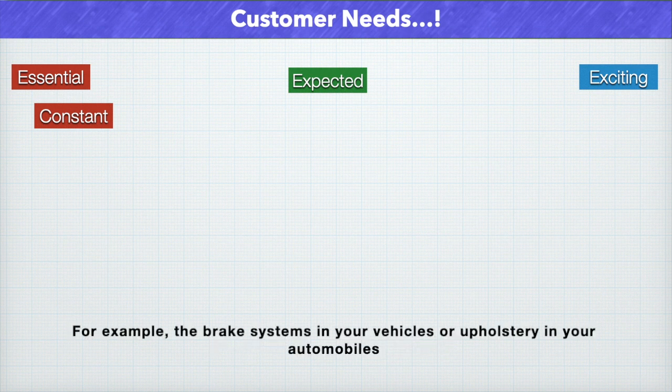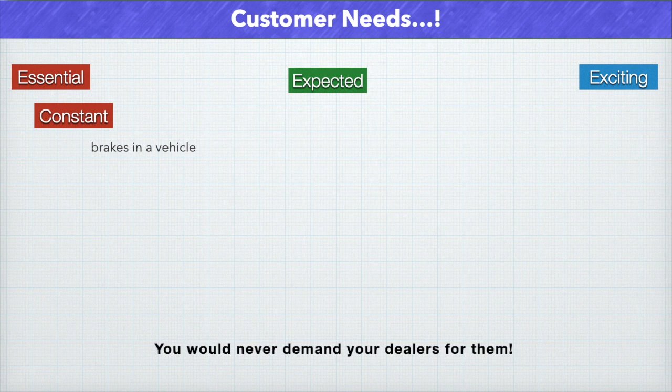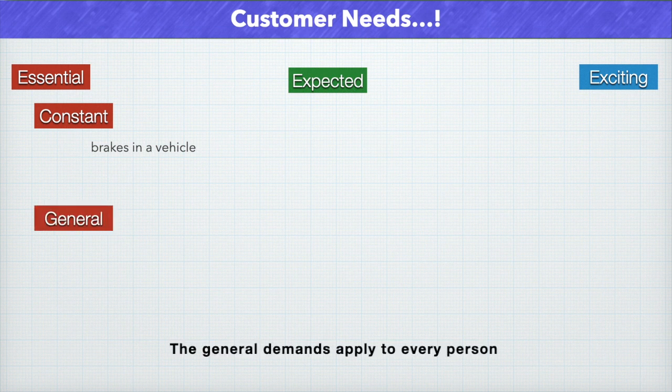For example, the brake system in your vehicle or upholstery in your automobile. You would never demand them of your dearest. You expect them to be present by default. The generic demands apply to every person. For example, the air conditioner in your vehicles.